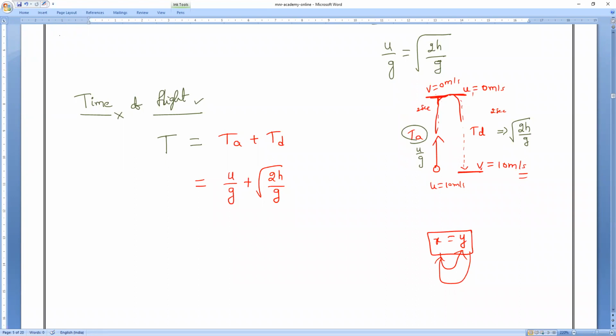Let's say x is equal to y. It means in place of x, I can write y. I'll say x is equal to 2. In place of x, I can write 2, or in place of 2, I can write x.